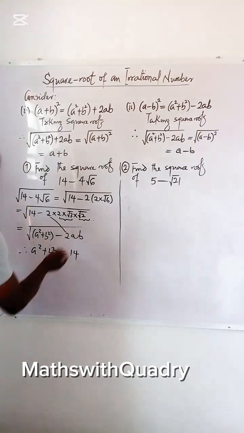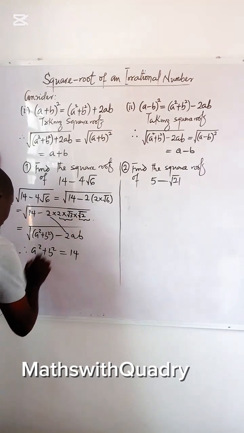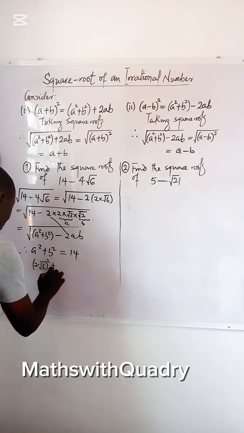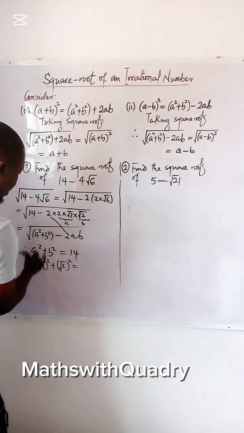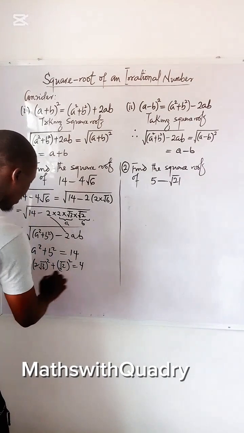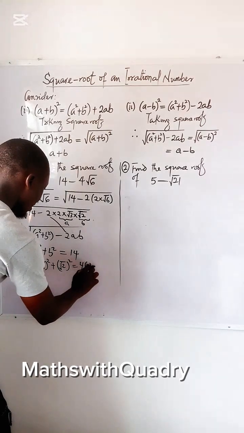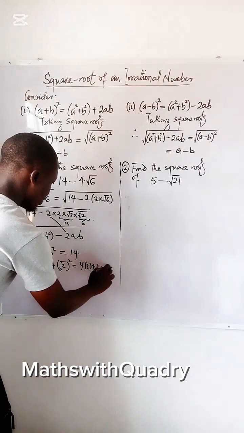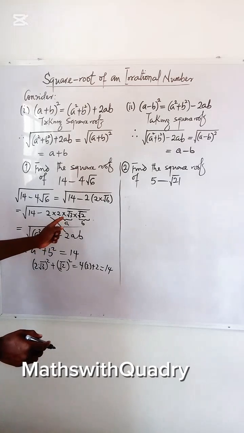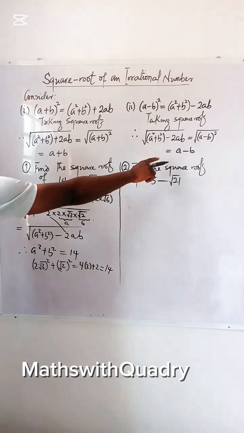Now, let's check if our a and b here really work. Let's say our a is 2 root 3, and b is root 2. Will that give us 14? 2 squared is 4, root 3 squared is 3, root 2 squared is 2. 4 times 3 is 12, and 12 plus 2 is 14. So easily, our a is equal to 2 root 3 and our b is equal to root 2. So let's use this answer here.